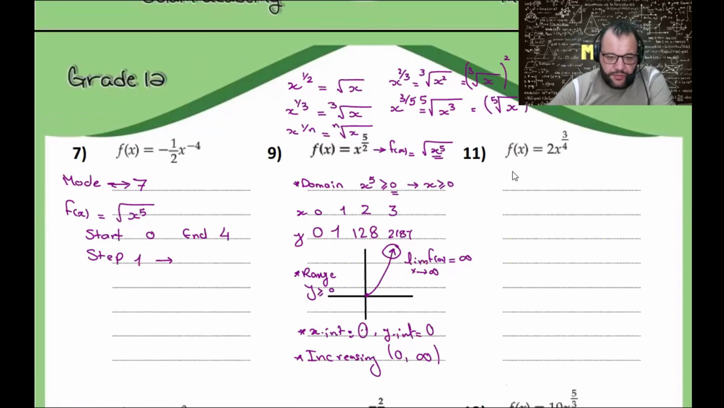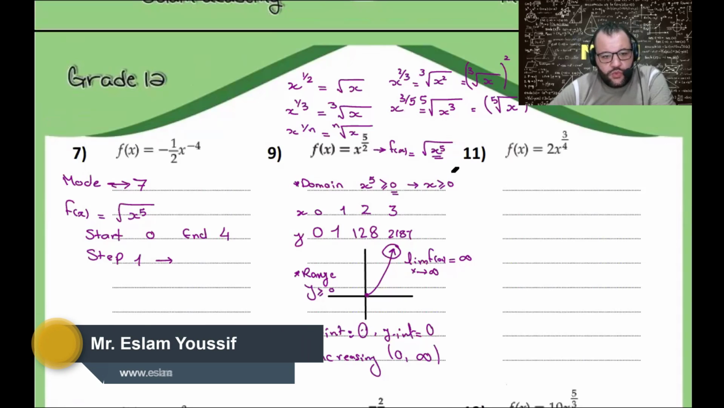So we need to solve number 11. Wait, sir, I don't understand what you did on the part above. Which one? Because you came late, Hussein. This part? Okay.